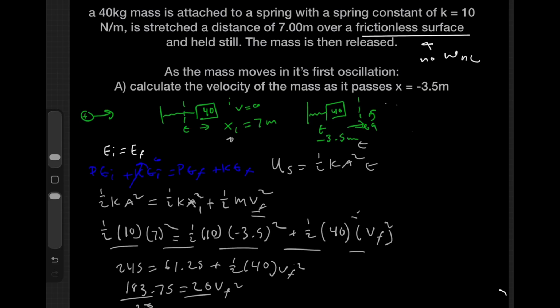And we get 9.18 equals VF squared. So the square root of 9.18 is velocity final. And we evaluate that. 0.03 meters per second is our final velocity.